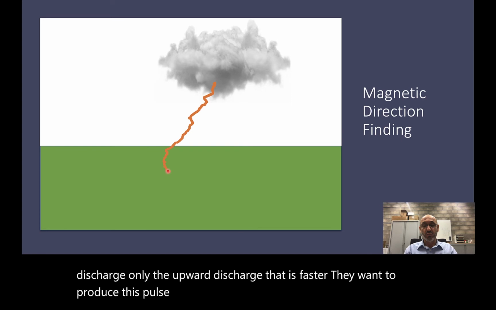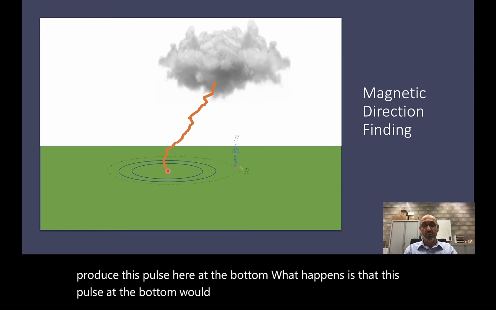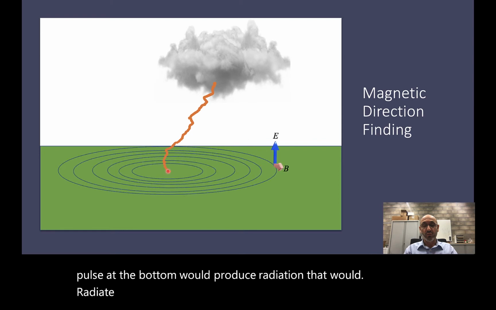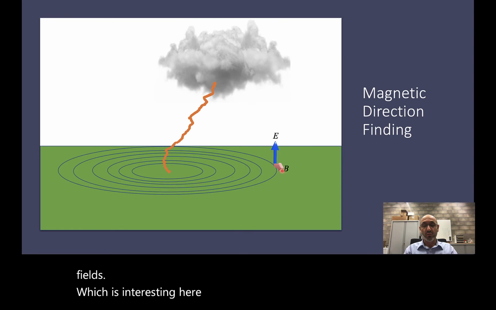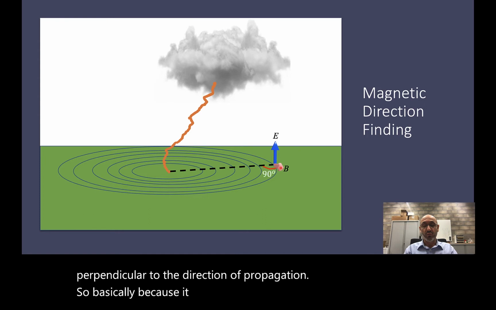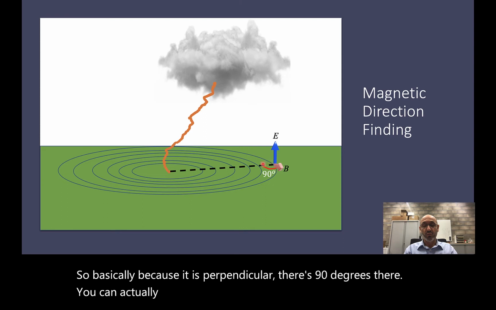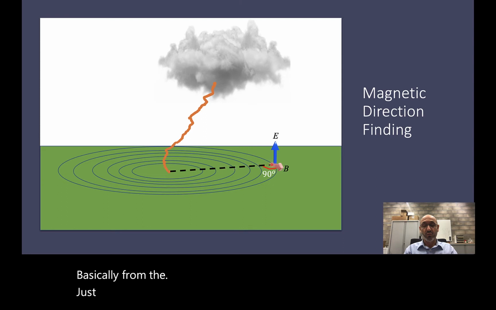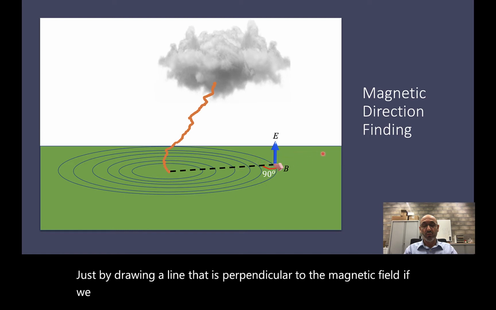at the bottom. What happens is that this pulse at the bottom will produce a radiation that will radiate outward radially, and it will produce electric and magnetic fields. What's interesting here is that the magnetic field is perpendicular to the direction of propagation. Because it is perpendicular, at 90 degrees, you can find the direction to the lightning just by drawing a line that is perpendicular to the magnetic field, if we manage to measure this magnetic field.